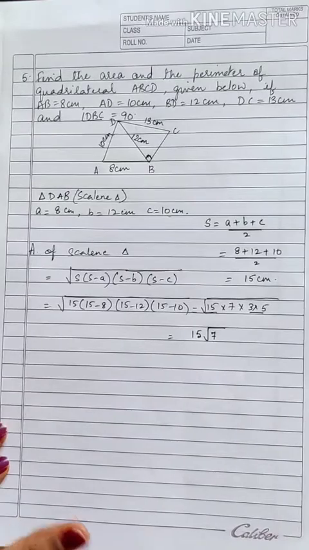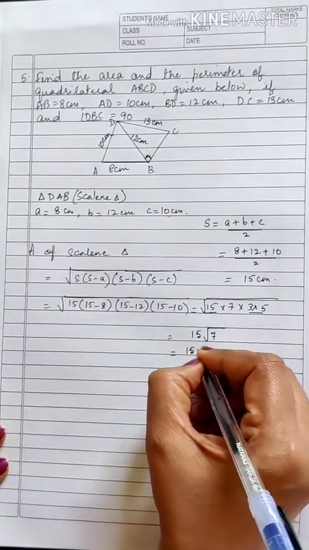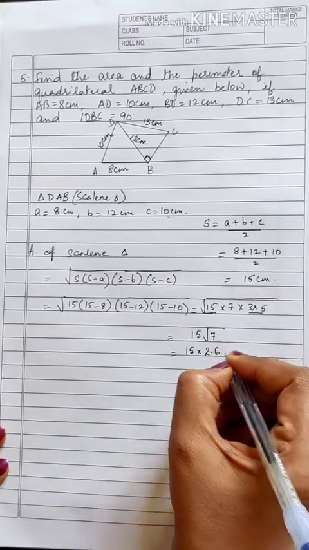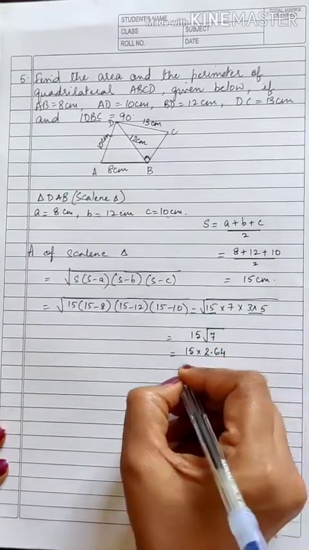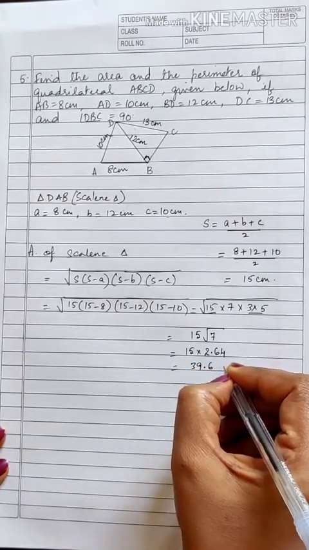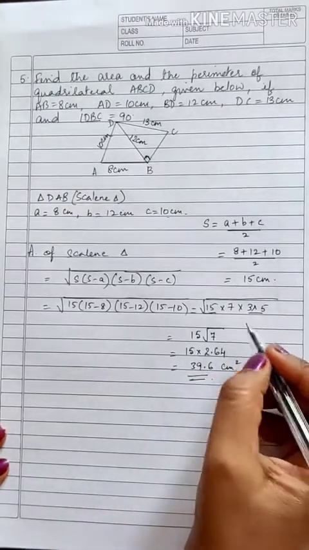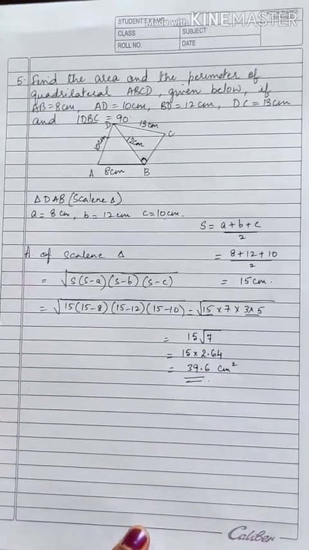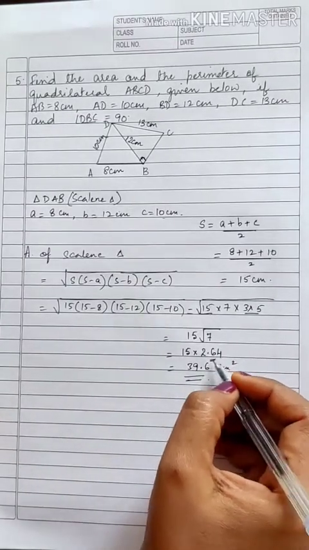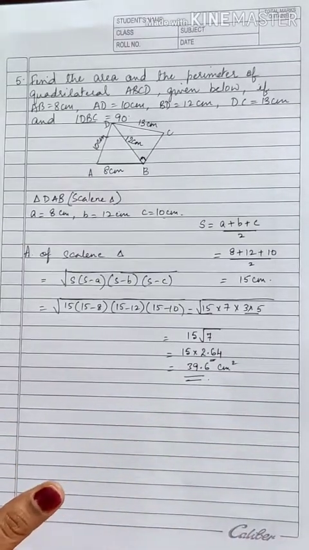Now you should know how to find the square root of 7. 15 into the square root of 7 is 2.64, which is equal to 39.6 centimeter square. You should know the square root of 2, 3, 5 and 7. So this is 2.64, which will give you 39.6 centimeter square.